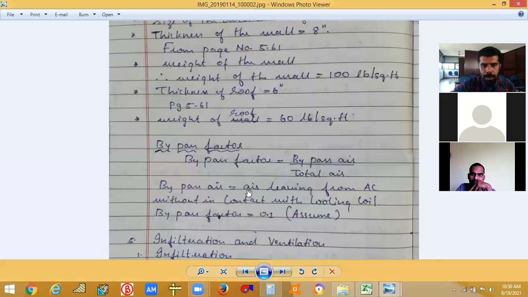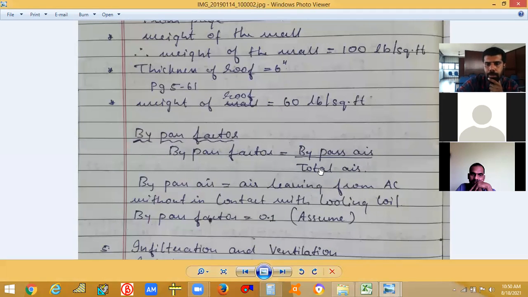So write that down: bypass factor is equal to bypass air by total air. Bypass air means the air leaving the air conditioner without coming in contact with the cooling coil. Bypass factor is normally 0.1. That is an assumption; you will be taking 0.1 to 0.12. Normally we take 0.1 as the bypass factor. So wherever a question asks what the bypass factor is, you just give this value, 0.1.